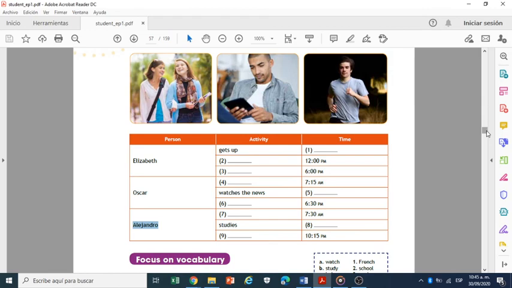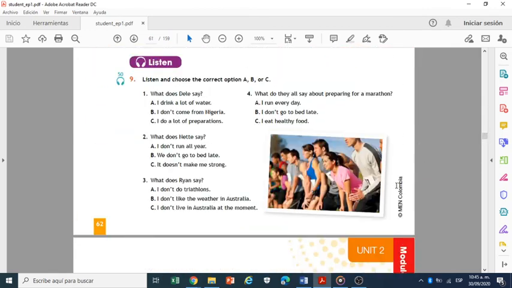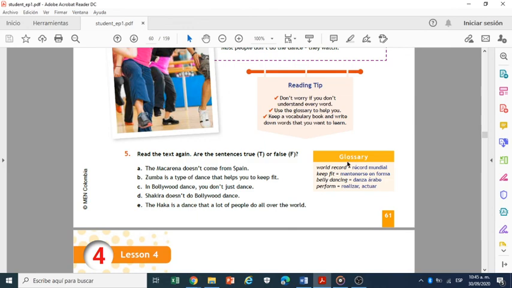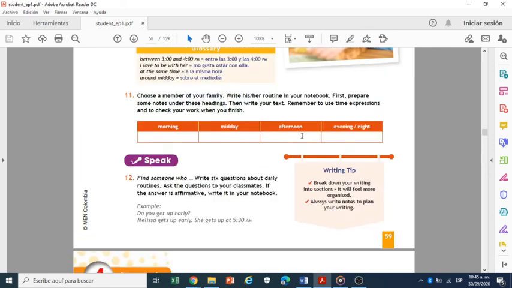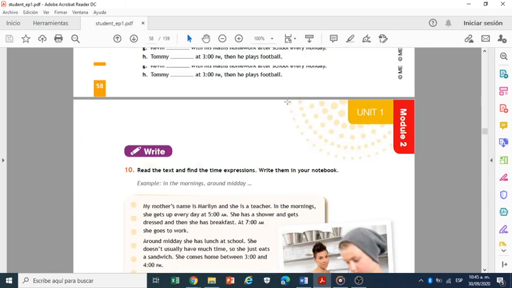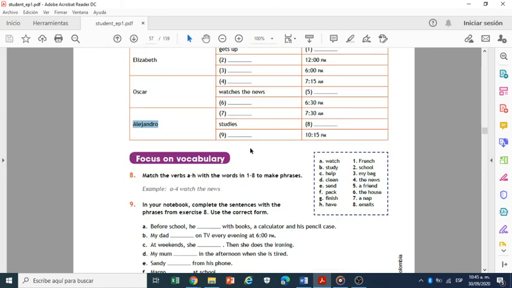Okay, this was the listening exercise. Now we are going to continue with the activities for this week. Next activity, this is vocabulary practice. In this exercise you are going to match the verbs in this part with the phrases in this part. The example: A4, watch the news. You are going to match the verb with a phrase in this part.